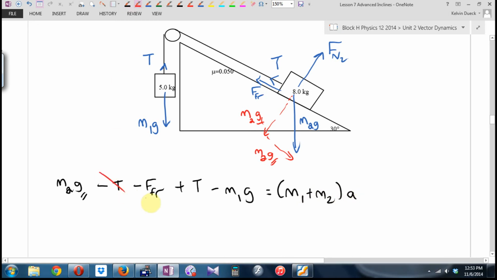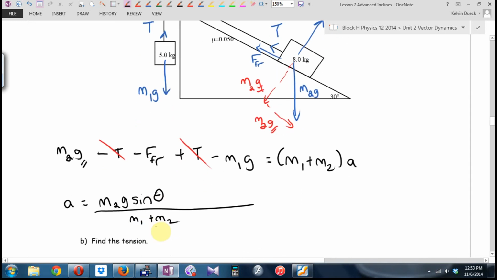still could do this. I still would say, how would I get the A by itself? Divide that whole mess by M1 plus M2. M2G parallel. What's that? M2G sine theta. I usually put a theta, and then when I actually plug in the numbers, I put in the angle, because I'm also trying to reinforce generically, algebraically, what's going on, spot patterns.